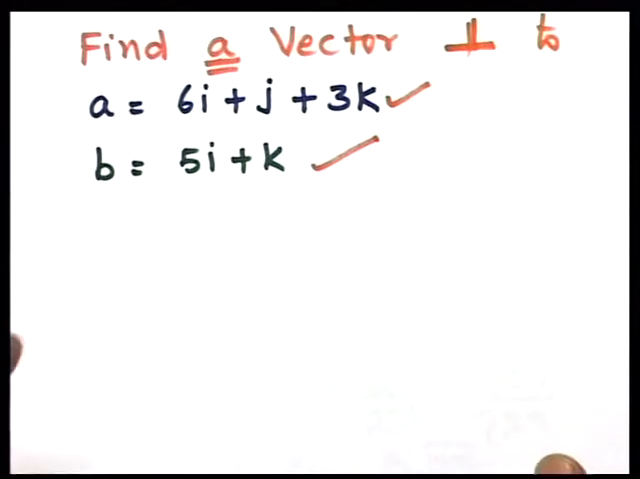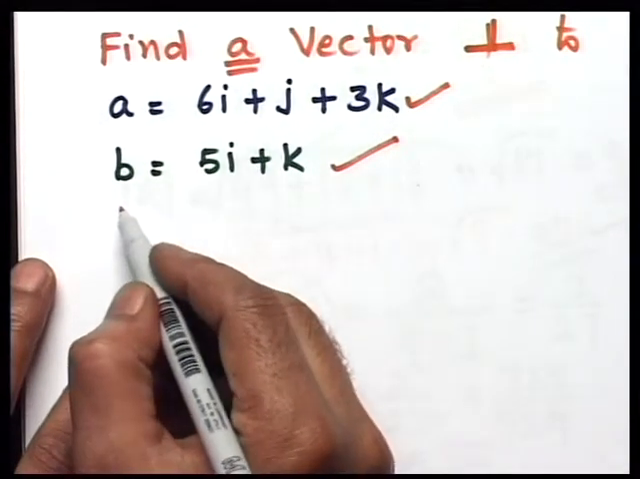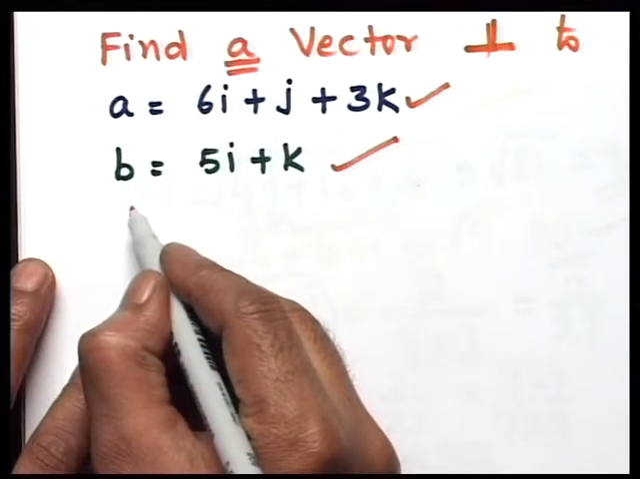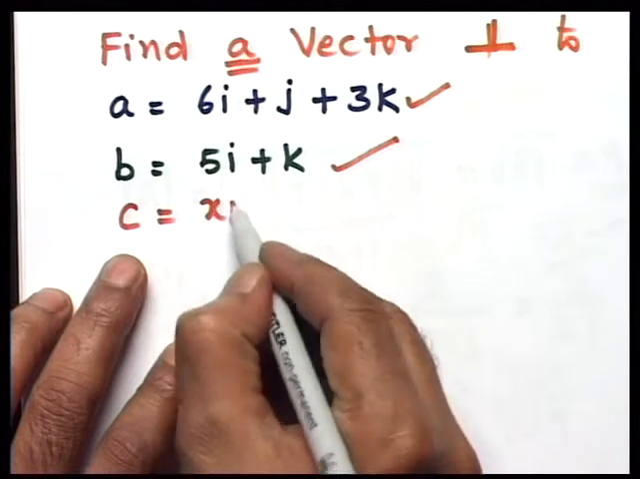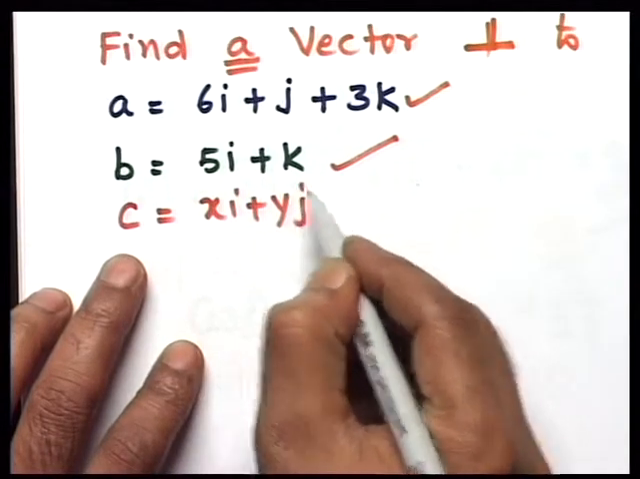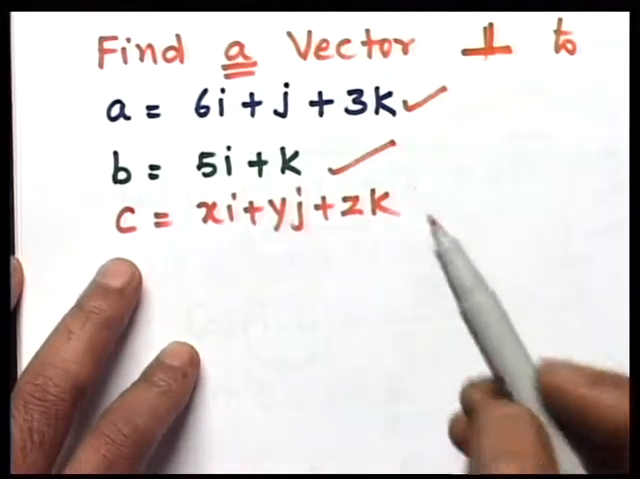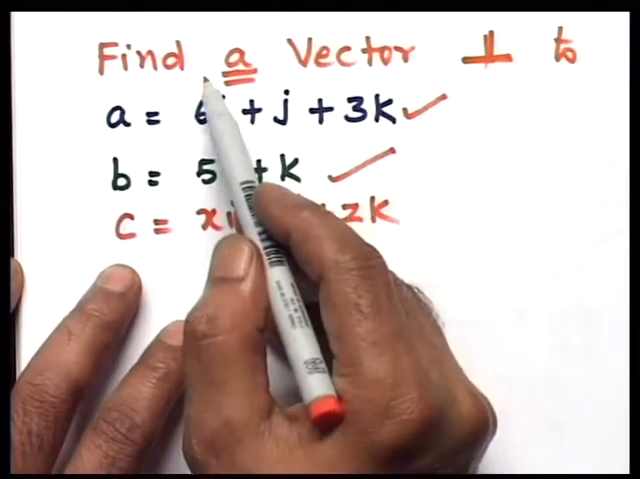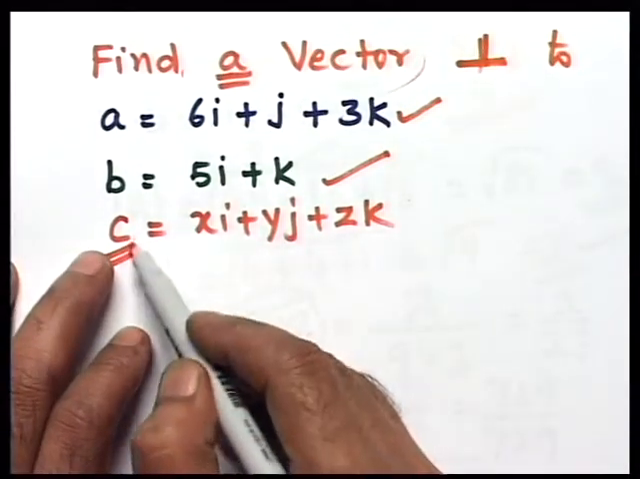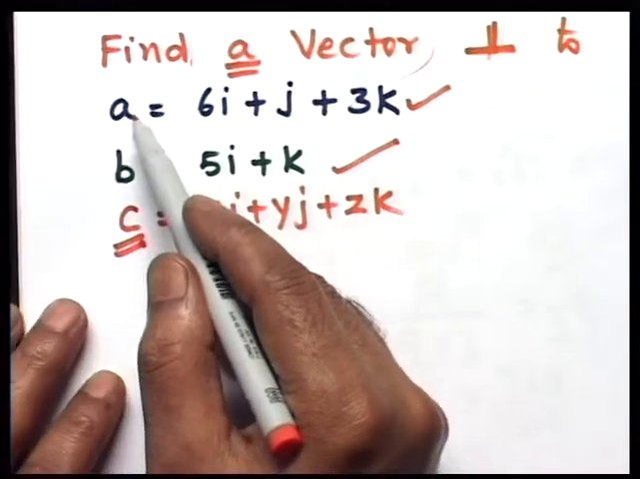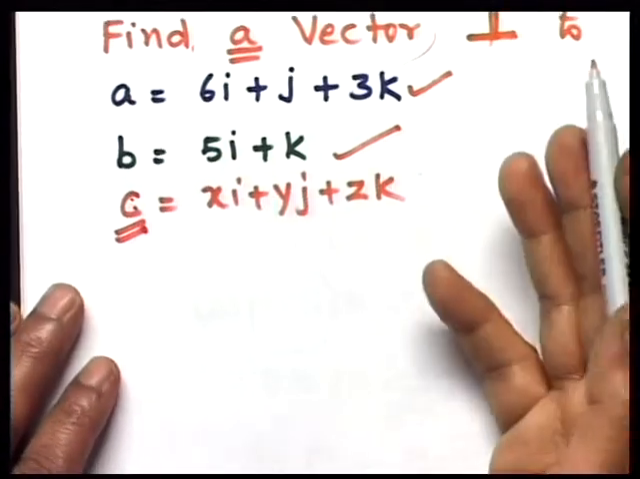I'm looking at one vector that is at right angles to these two. The methodology is this. Let's assume there is a vector C, which is xi plus yj plus zk. The question says this is a vector which is at right angles to A, so the dot product of A and C must be 0.